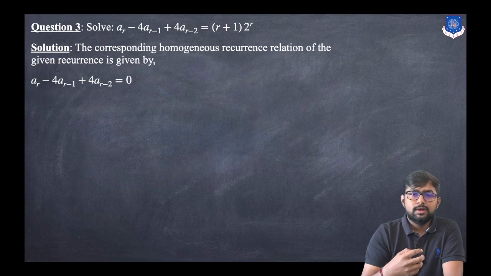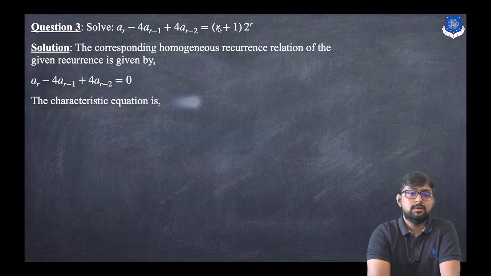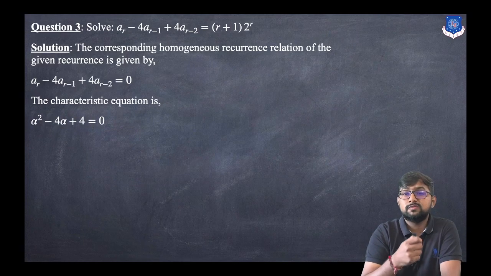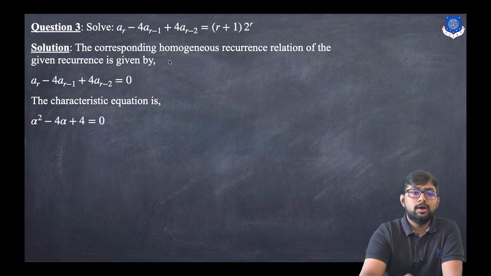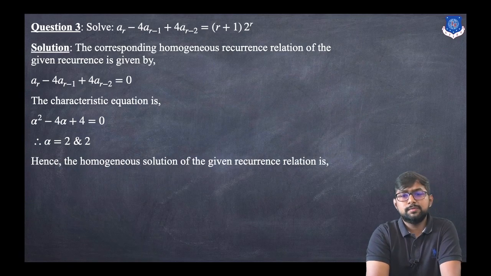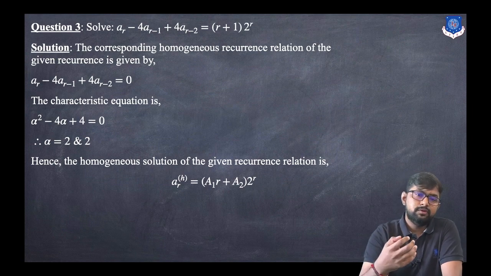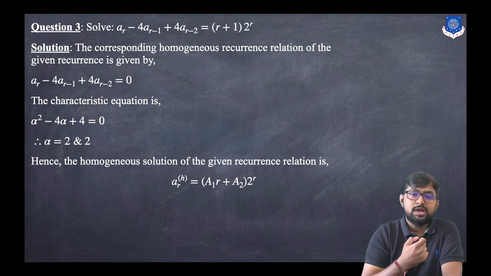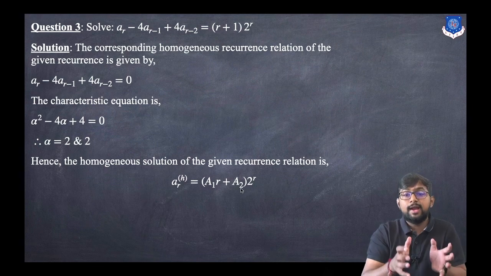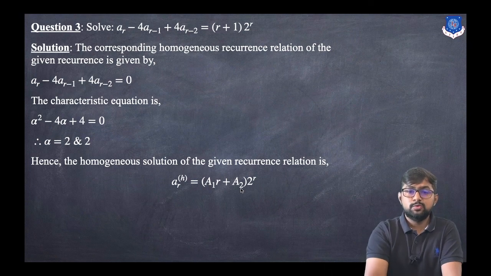Now what is the highest power here? r minus 2, so that means the characteristic equation starts from 2. So the order of the equation is 2, so alpha squared minus 4 alpha plus 4 equals 0. Now that gives alpha equals 2 and 2. Now what will be the homogeneous solution? Here you can see that this 2 is repeating twice, so we will use the second type for repeating roots. So the homogeneous solution will be (a1 r plus a2) 2 raised to r, because this 2 is repeating 2 times. So this will be the homogeneous solution.